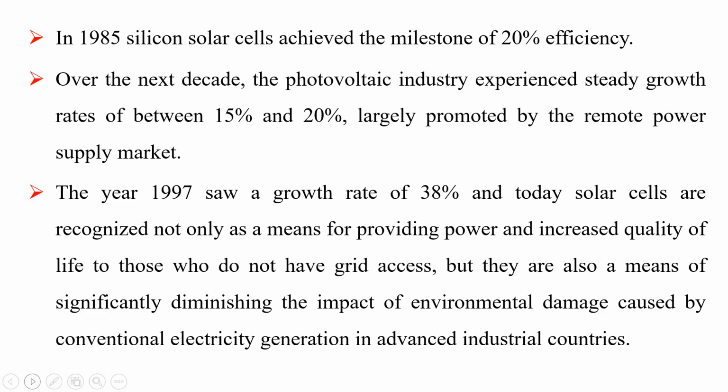Means in the 1980s, the silicon cell was first demonstrated, and this development improved the efficiency. Then in 1985, silicon cells achieved 20% efficiency. Then over some years, growth increased by 15% to 20%. Then a growth rate of 38%, and today solar cells are recognized for providing power and increasing quality of life.